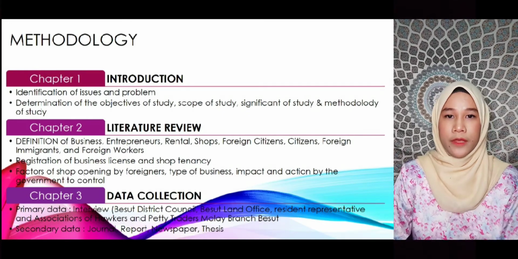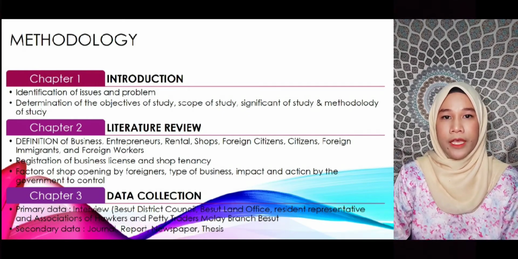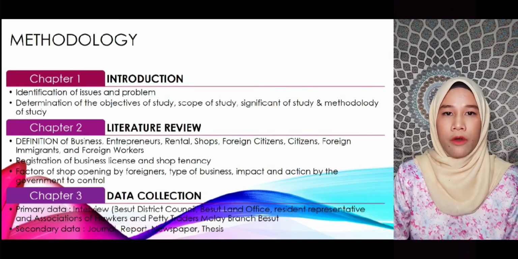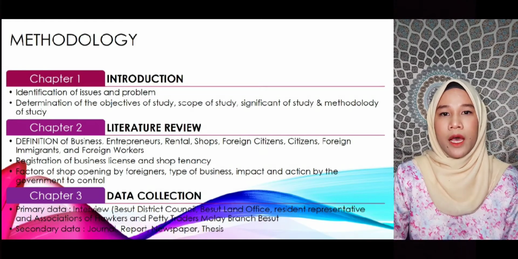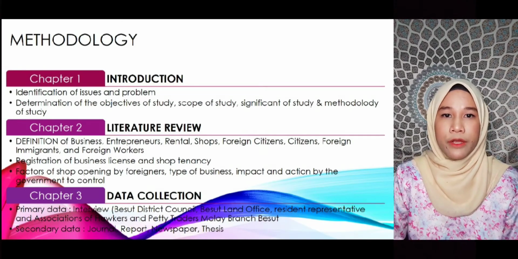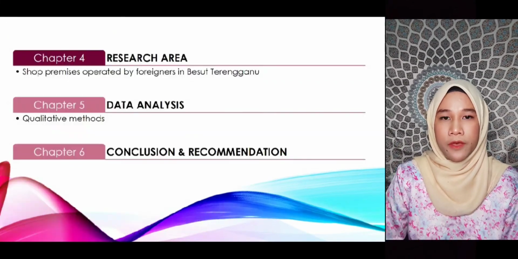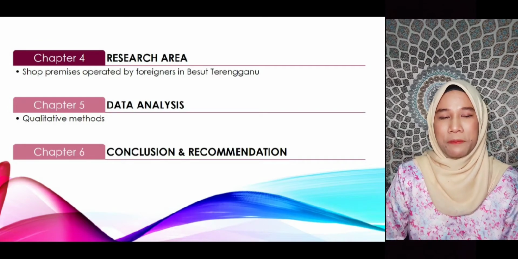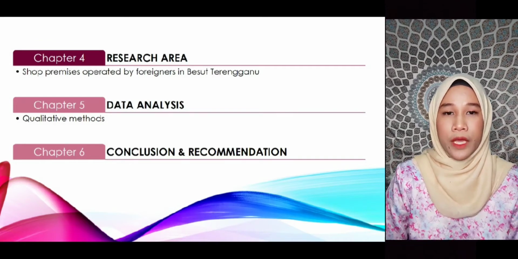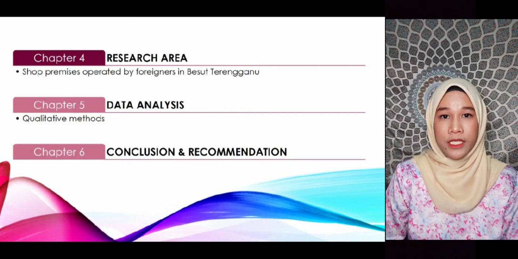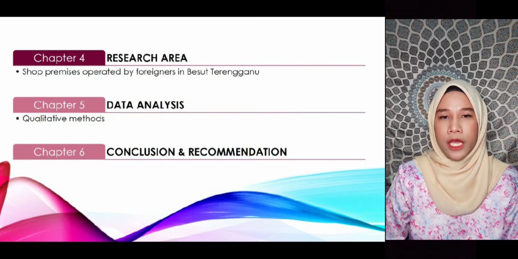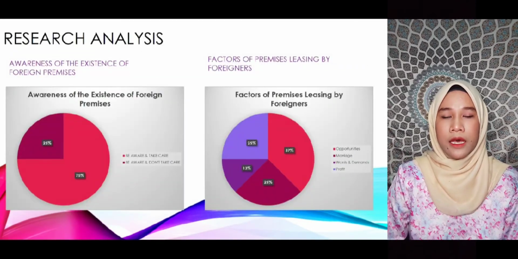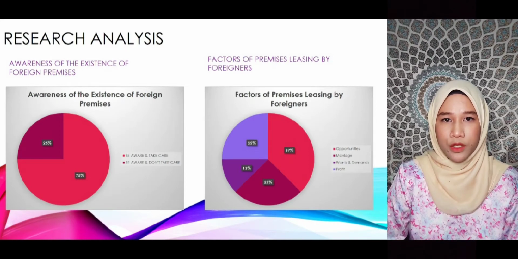Chapter 3, data collection: primary data, interview with Besut District Council, residents representative and Association of Hawkers and Petty Traders Malay branch Besut. The secondary data is journal reports, newspaper and thesis. Chapter 4 is research area, shop premise operated by foreigners in Besut, Terengganu. Chapter 5 is data analysis, and chapter 6 is conclusion and recommendation. From the interview conducted, I analyze the result and I use the matrix method to present the data.